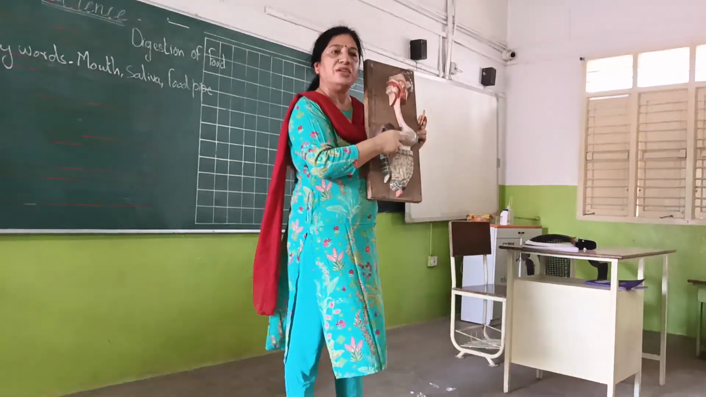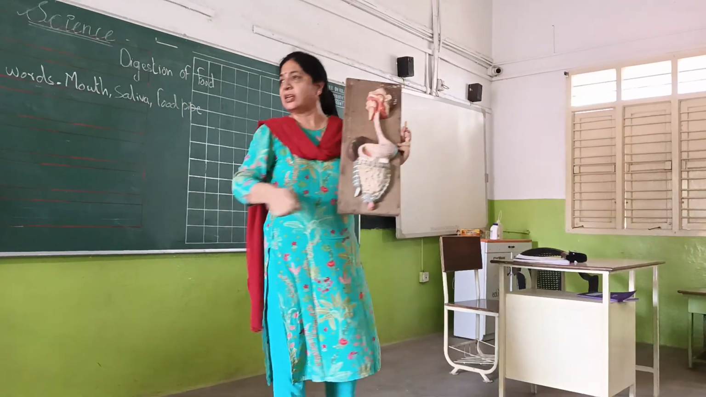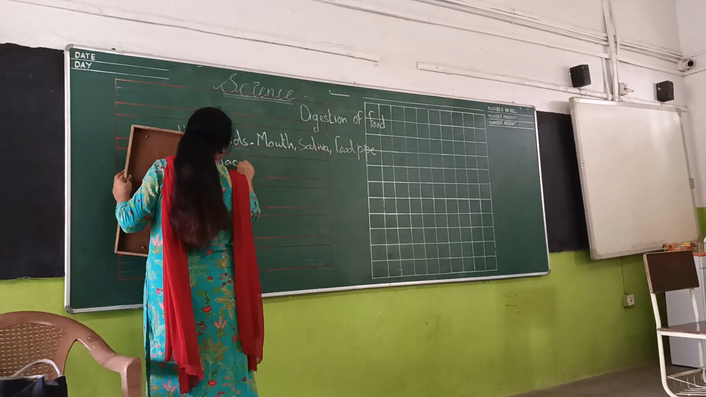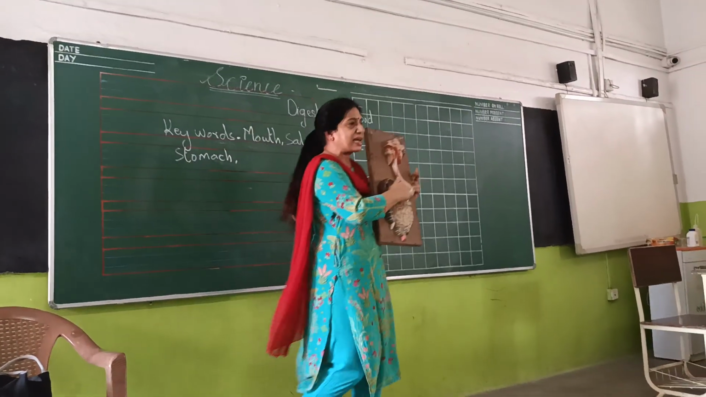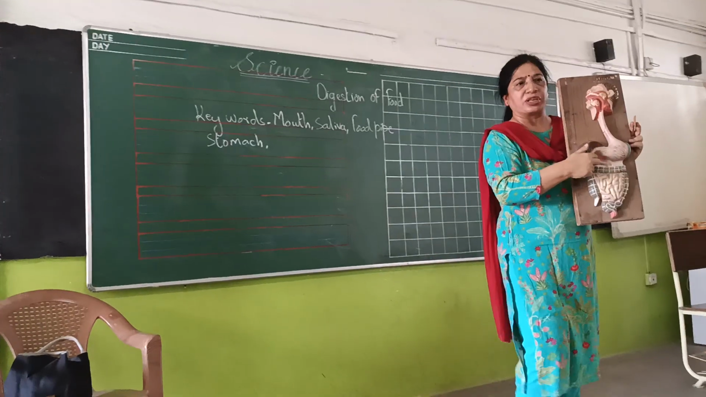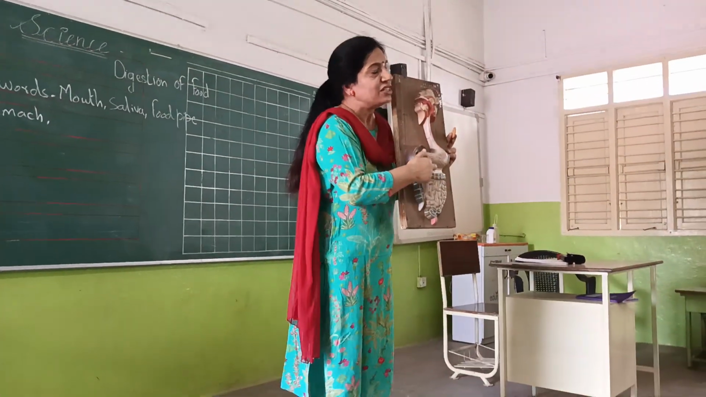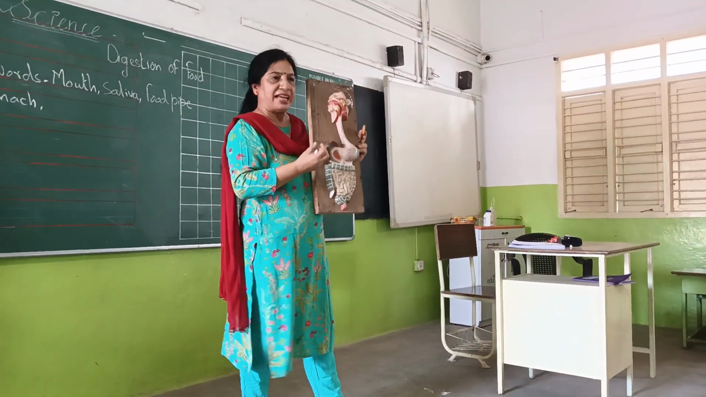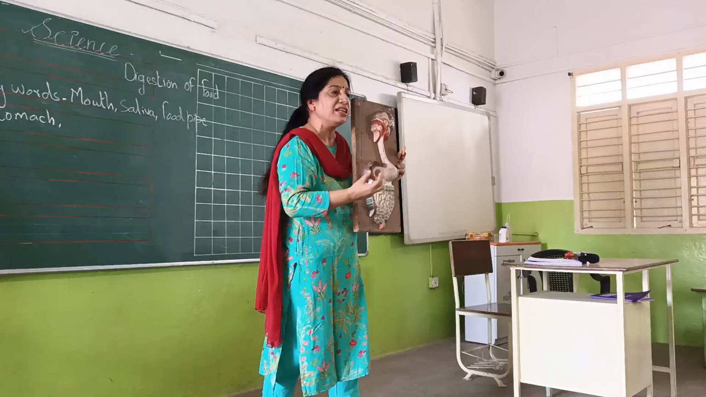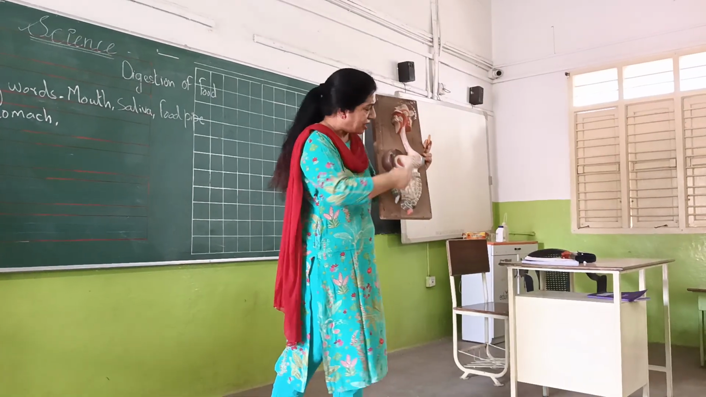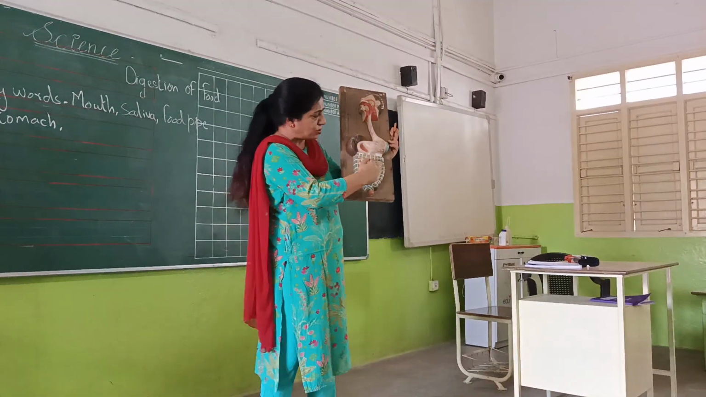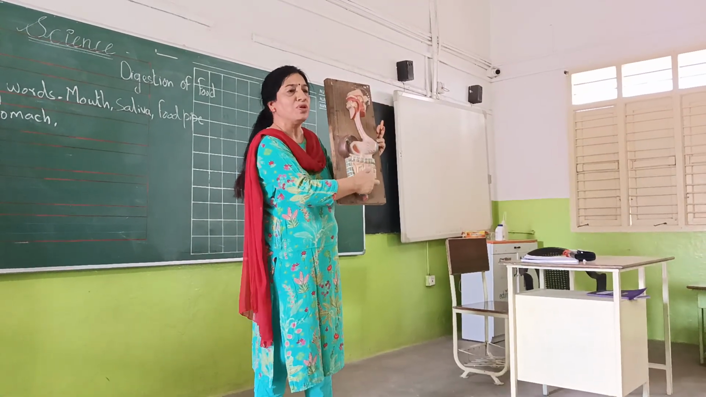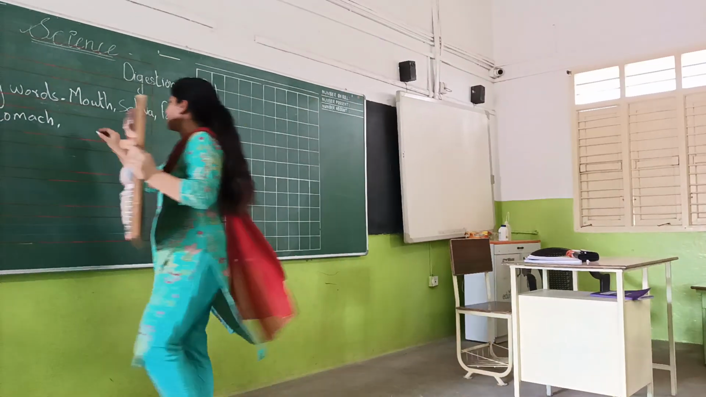The process doesn't end over there. Now from the stomach, a J-shaped organ. What is the shape of the stomach? J-shaped organ where the food is partially digested. It is not fully digested, it is partially digested. Now from the stomach, the food moves into the small intestine. Where does the food move? To the small intestine.